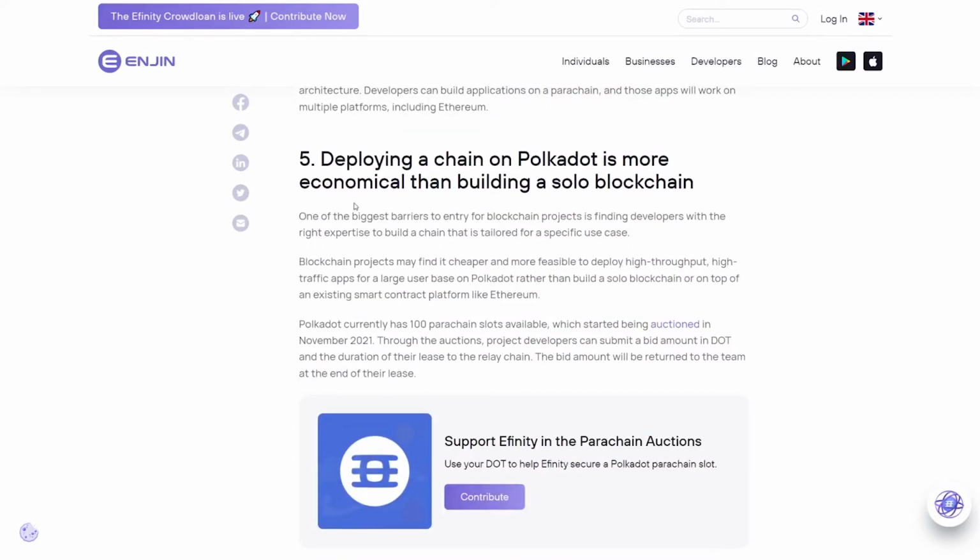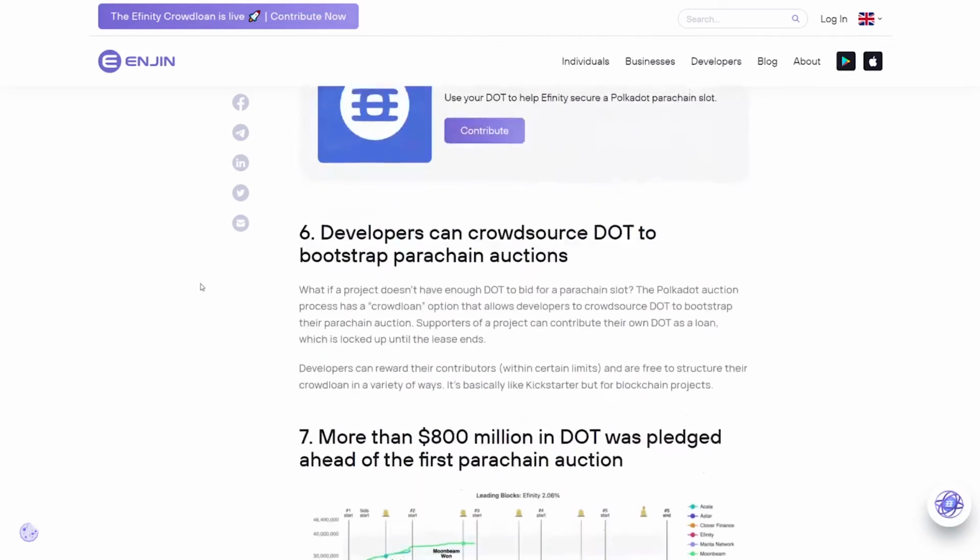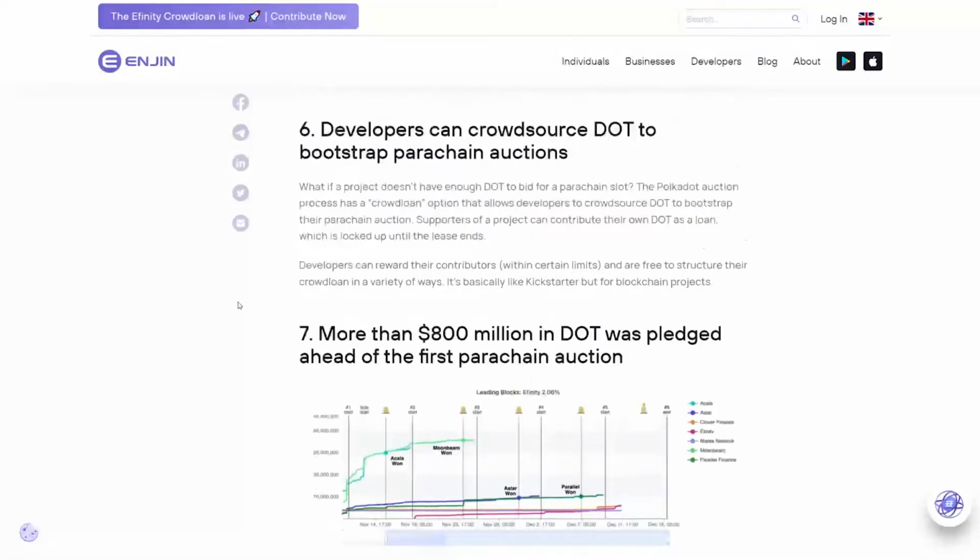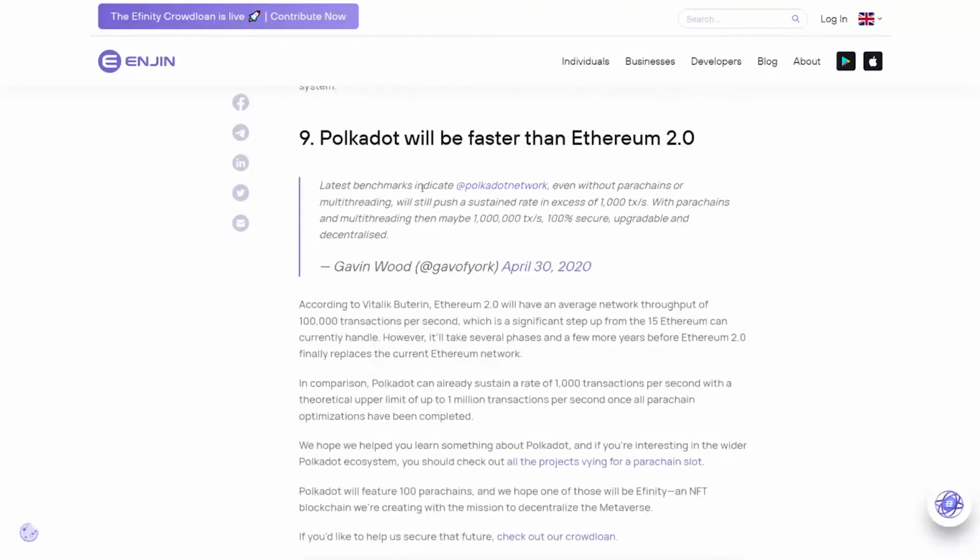Also, of course, building a chain on Polkadot is much more economical than building your solo blockchain. And then a couple of points which we've already mentioned previously. And finally, a claim that Polkadot will be faster than Ethereum 2.0, which according to Vitalik Buterin should have an average network throughput of 100,000 transactions per second, or TPS for short.